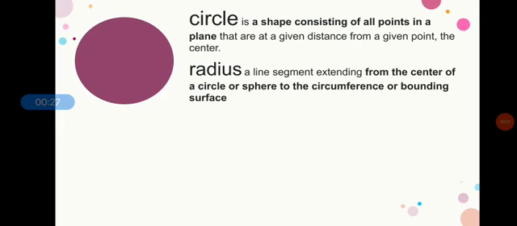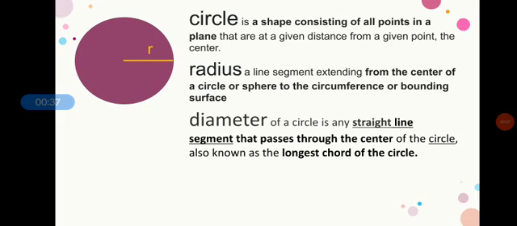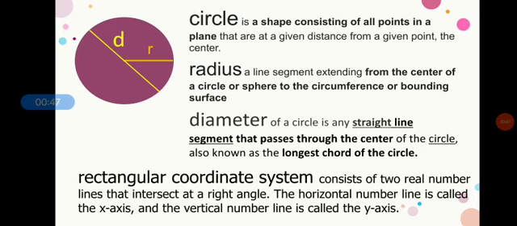Radius, on the other hand, is a line from the center of a circle going to the surface of the circle. The symbol for radius is small letter r. Diameter of a circle is a straight line that passes through the center of the circle, or it is also known as the longest chord of a circle.